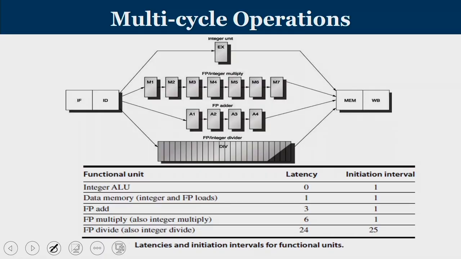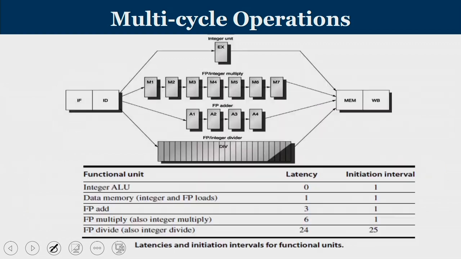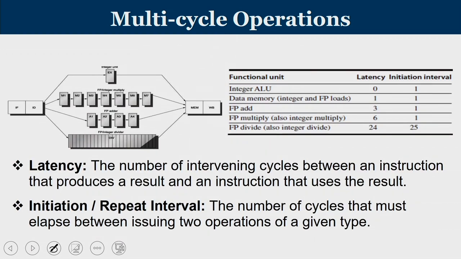Now, coming into these multi-cycle operations, we know that there are two things that we wanted to define. So, this is a multi-cycle pipeline. The ID unit is basically acting as a splitter depending upon the opcode. Either you will be forwarding into this path or like this. Now, let us try to understand two important concepts. One is called latency associated with a functional unit, and the second one is initiation or repeat interval associated with a functional unit.